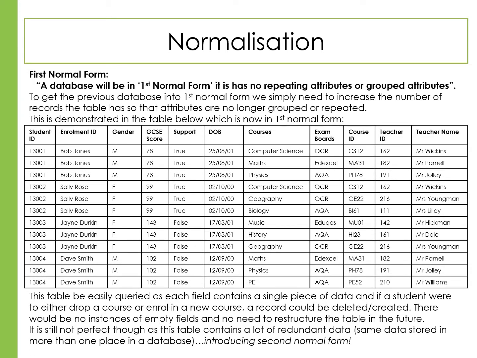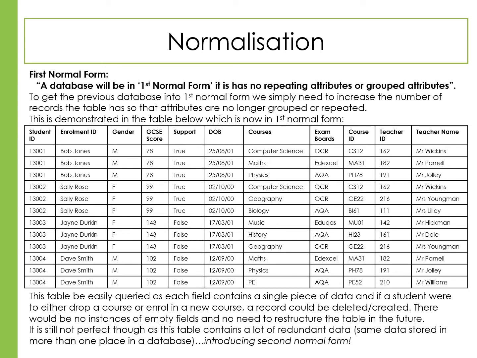So remember, our definition of first normal form is it has no repeating attributes or grouped attributes as well. Just put it into first normal form. All we need to do is simply increase the number of records so that the attributes are no longer grouped or repeated. So you can see what we've done here. Bob Jones now has 3 different records, one for computer science, one for maths, and one for physics. This table is much more easily queried because we can find a single piece of data. So for example, if a student drops a course, we could just delete that record. There'd be no instances of empty fields or no need to restructure the table.